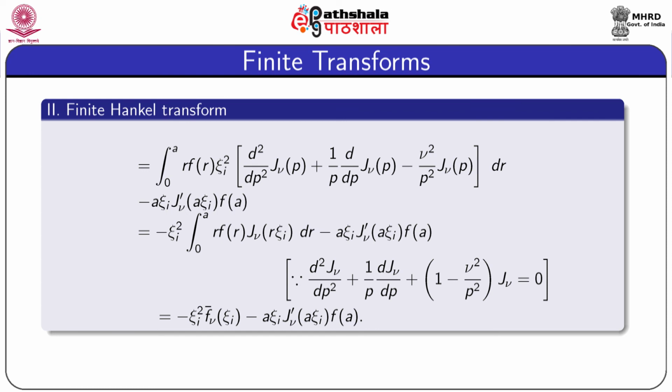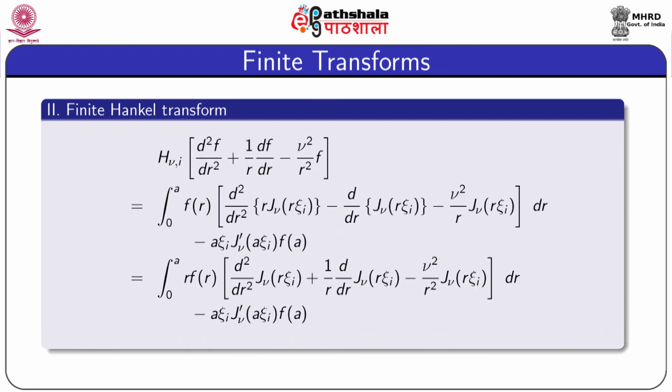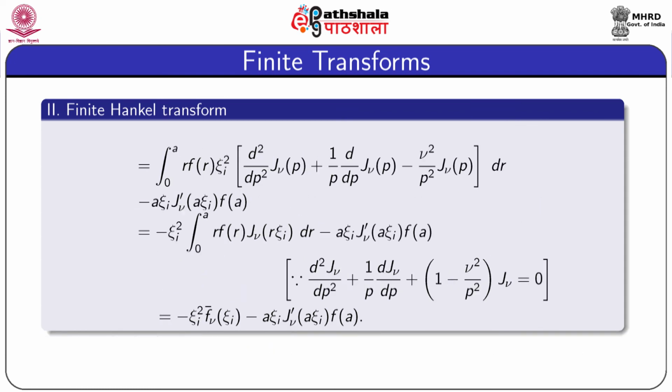Now, we apply a transformation p is equal to a into xi I. Using that transformation, the term in the square bracket in the last line of the last slide can be written in terms of p as xi square into d2 dp square of j nu plus 1 by p ddp of j nu minus mu square by p square into j nu, and the dash terms are written in terms of the variable r.